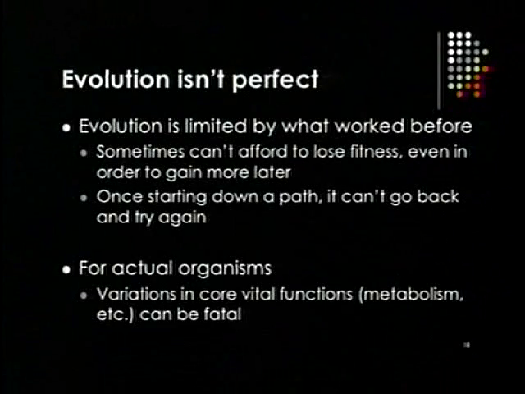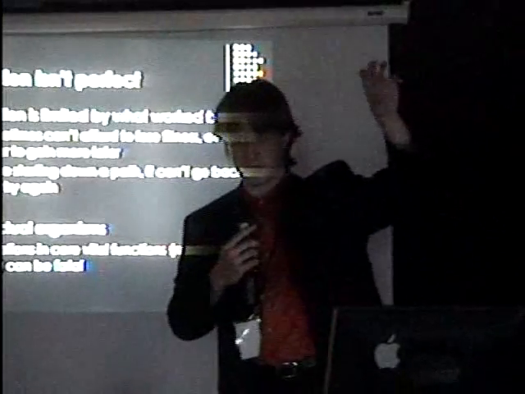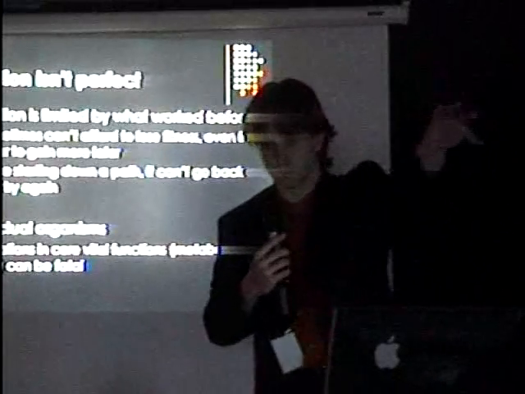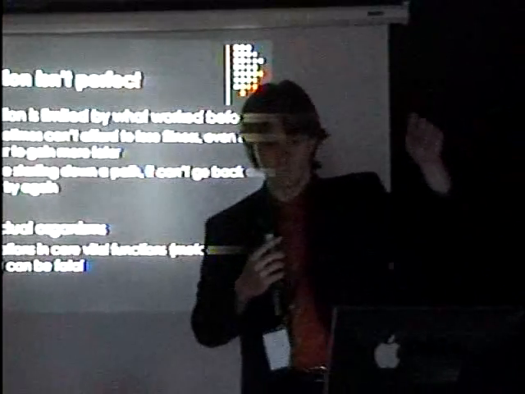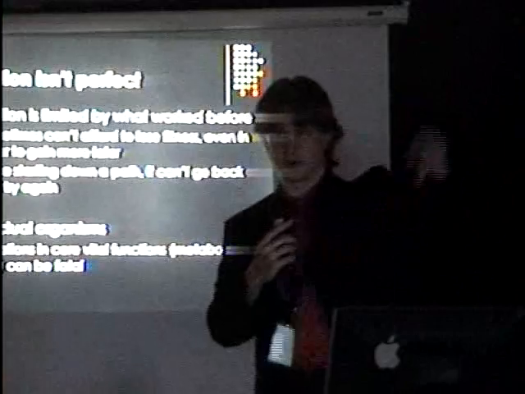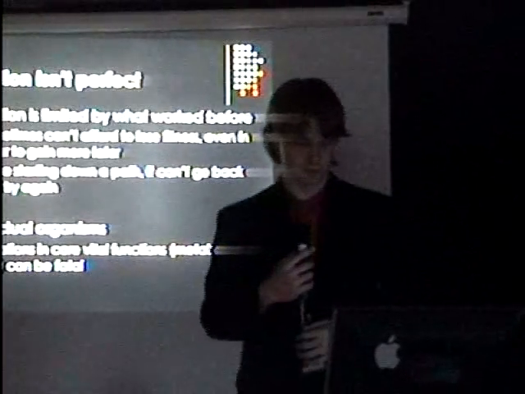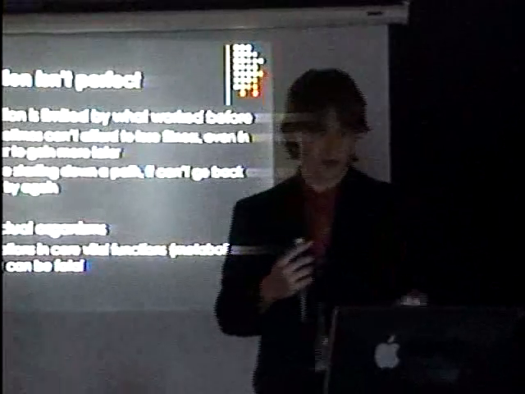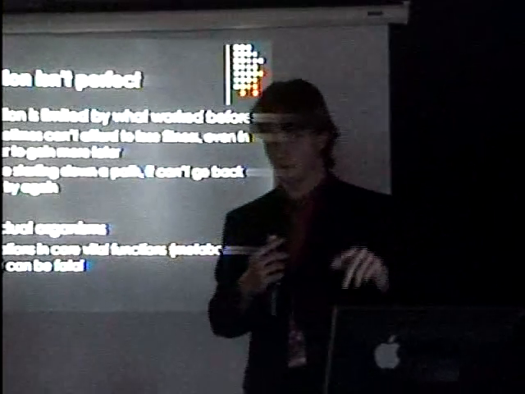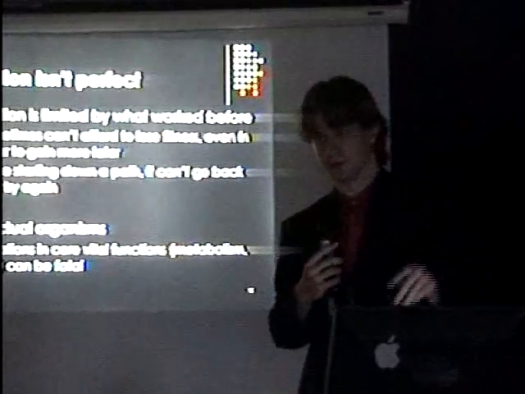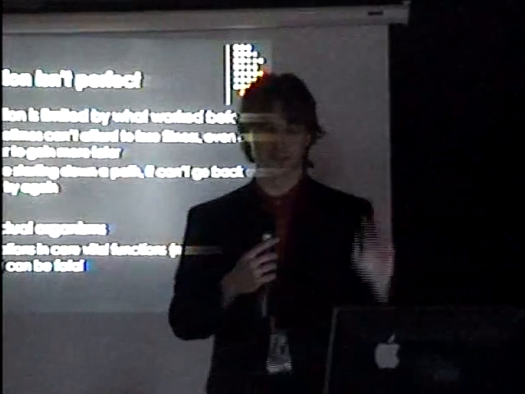One thing that's kind of interesting is that if you evolved to one point, you went from here, then you evolved to over here, like in gene space, you discover, oh wait, this is actually a terrible place to be. It's a terrible dead end. You can't go back. You're already over here. So this is a real problem with all genetic algorithms. And again, for actual organisms, if you do have random mutations in core functions, metabolism and things like that, you're just screwed.